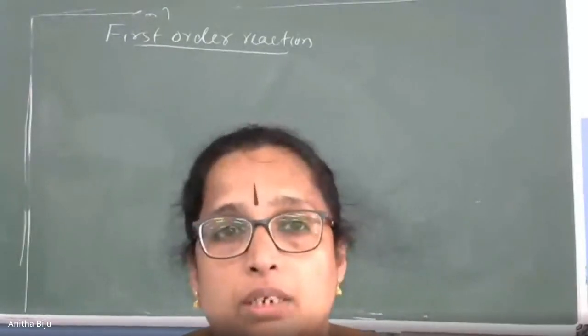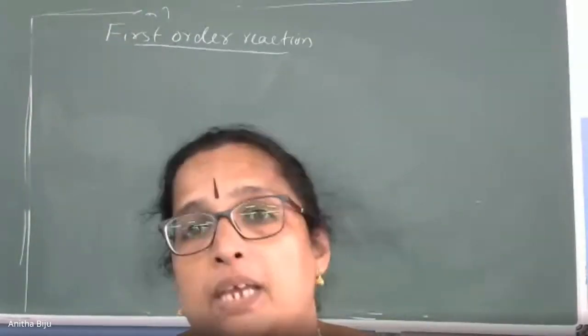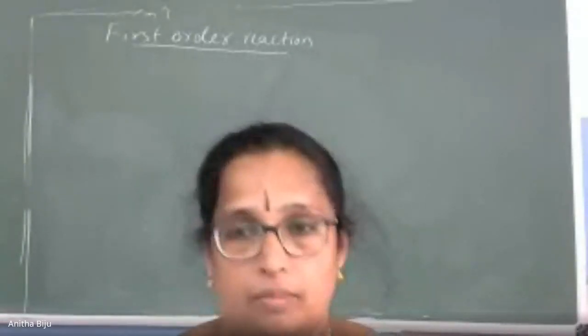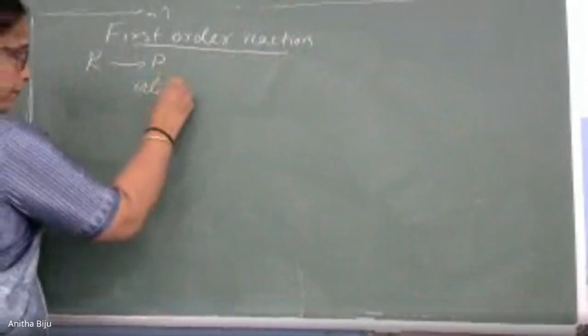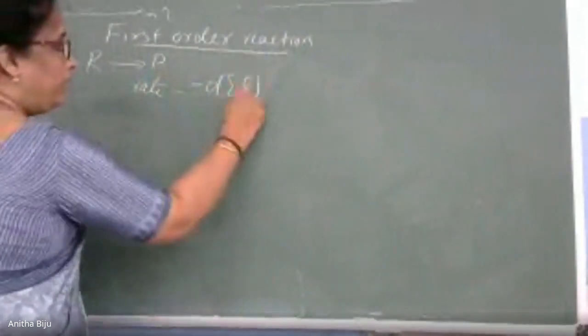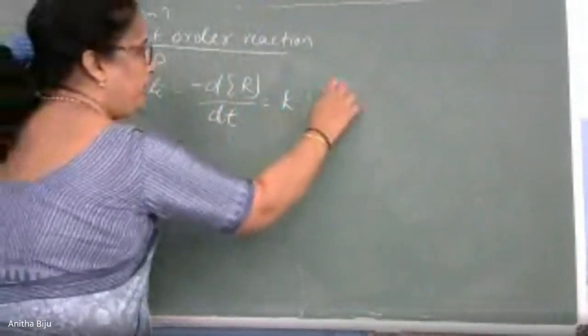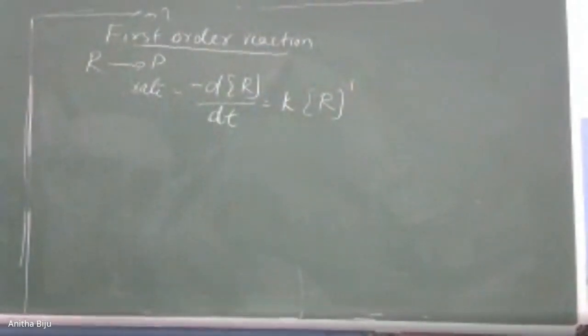So you can start the derivation. I will guide. First of all, you can write the general equation. R gives P. R means reactant, P means product. Now after that, write rate is equal to minus dR upon dt is equal to k into R to the power 1. This is as per the rule.